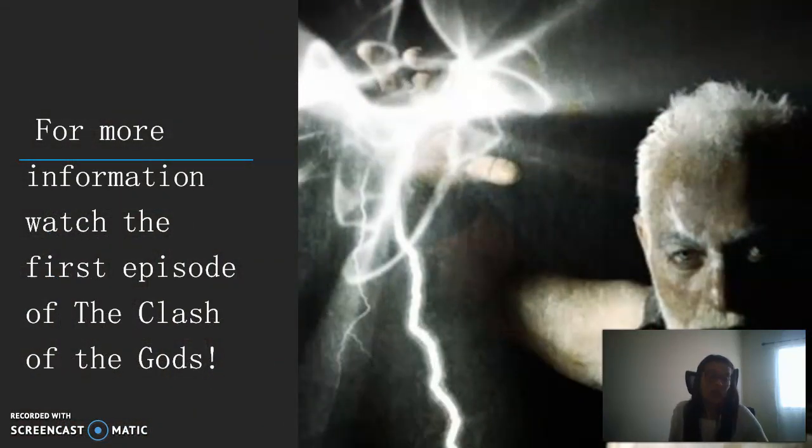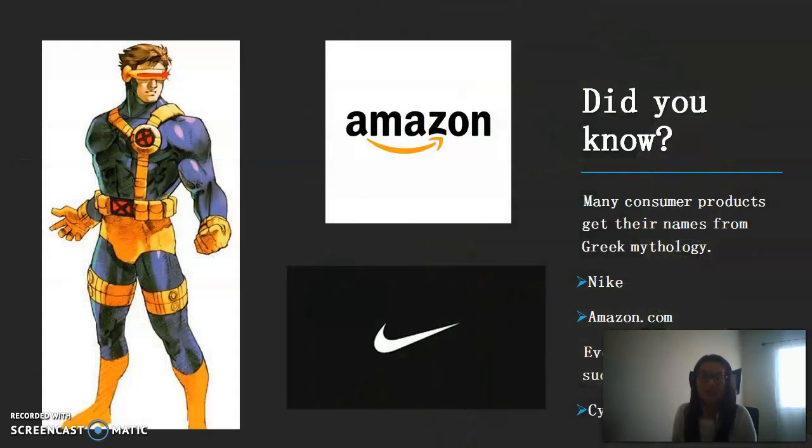I recommend you watch Clash of the Gods. Actually, it's going to be a task that you will have, okay, in order to understand much better how everything started. And it is such a great documentary. Also, did you know that many of the names of the products that we have nowadays come from Greek mythology? For example, Nike, Amazon.com, and also the famous Cyclops from X-Men.